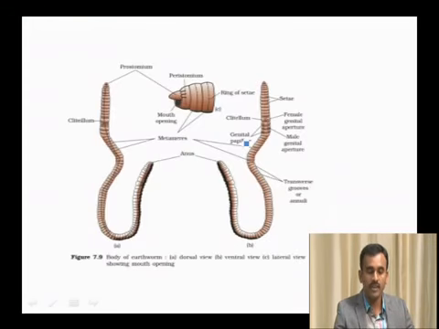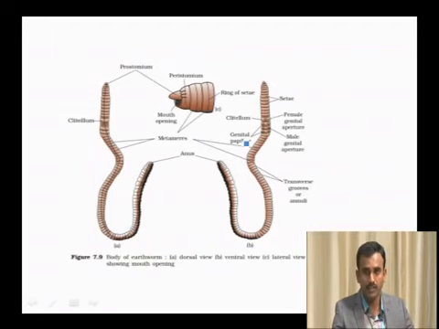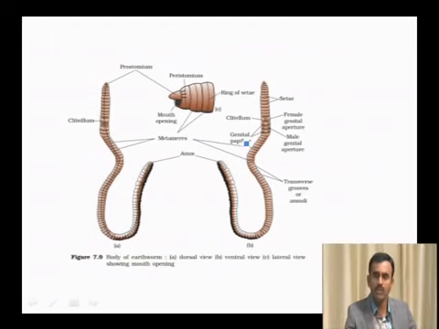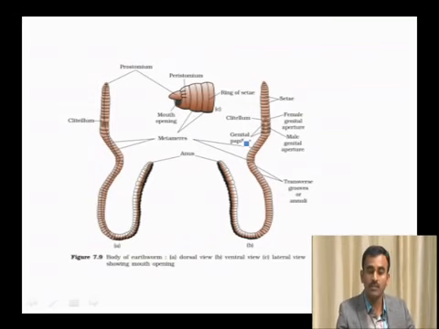Move on to the next heading in this chapter. In this chapter, we need to learn about morphology and anatomy of three different types of organisms. The first one is earthworm. Morphology is the study of external features of the organism. Anatomy is the study of internal structural aspects of the organism.